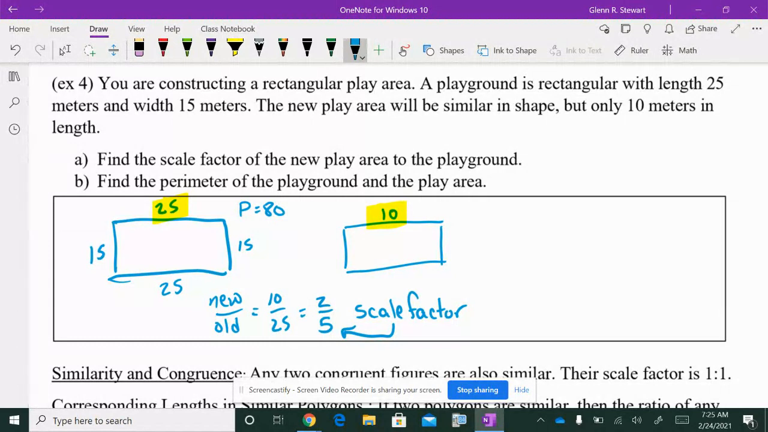So what that helps me determine is, if I'm looking at my older perimeter of 80 and I have the scale factor of 2/5, that means my new perimeter is going to be, I think, 40. Let me double check my math there. I don't think I did it right. 16. There it is.